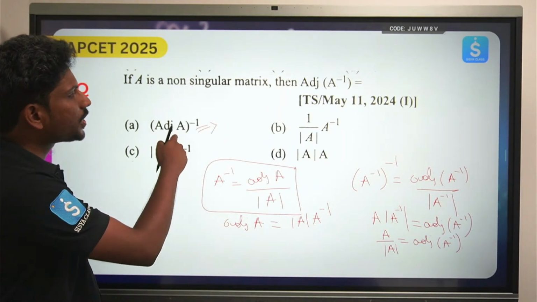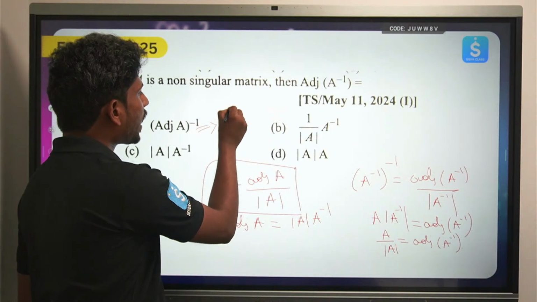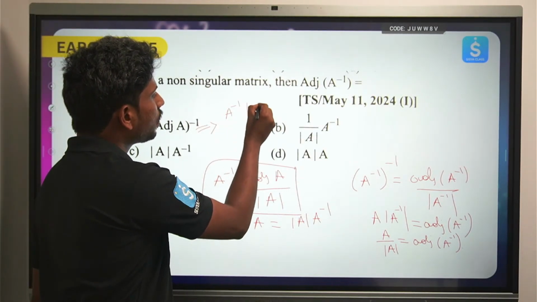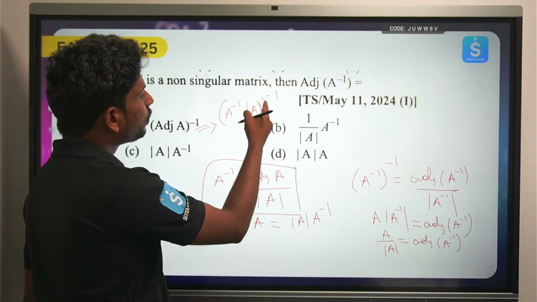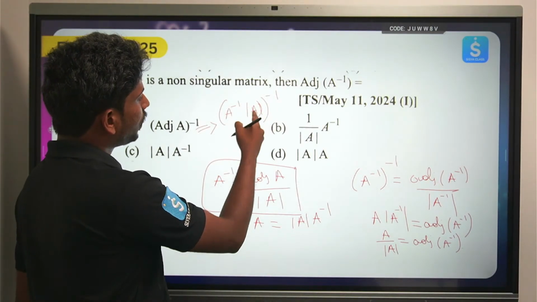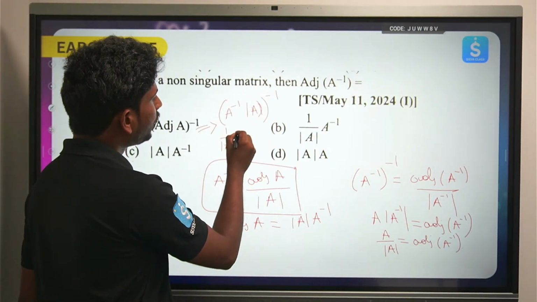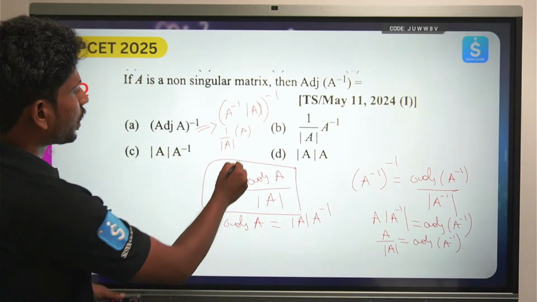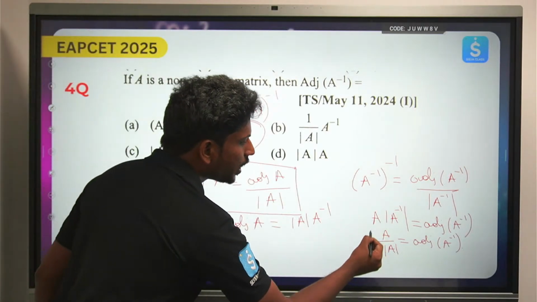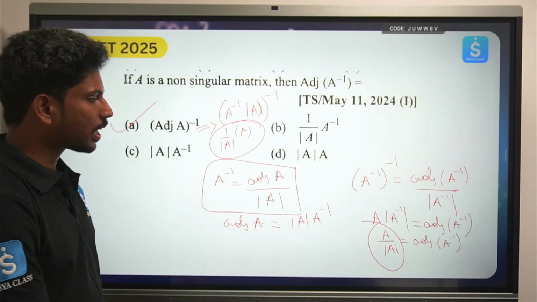Adjoint of A is nothing but A inverse into det A. So A inverse into det A whole inverse, because it has a whole inverse. Now if I try to take this one, for the whole thing, this will become 1 by det A into A inverse whole inverse will become just A. So again you are getting A by mod A. So here you got A by mod A, here also you got A by mod A. The answer is option A. Okay, so this is how I got the answer.